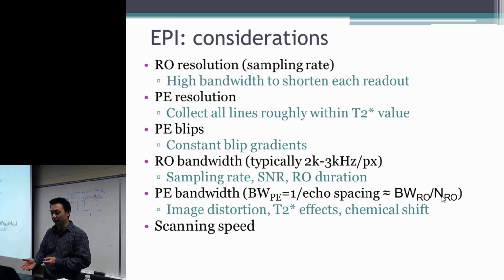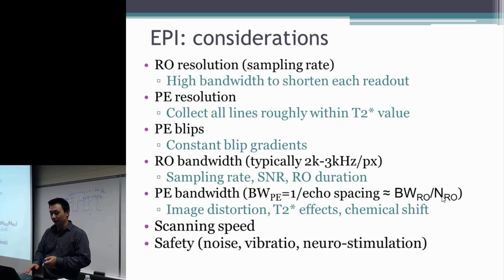So the scanning speed is very fast. As we said before, it collects one whole slice in less than 100 milliseconds. So practically we can collect like 30 to 35 slices in 2 seconds. So this is a very fast imaging method.